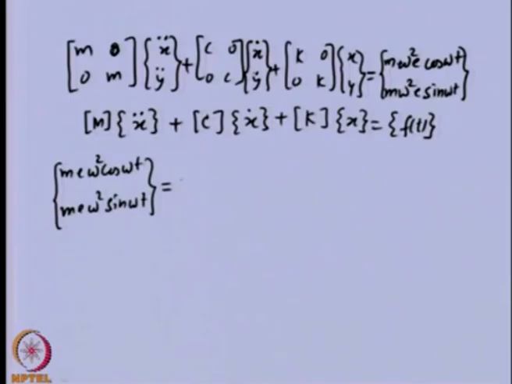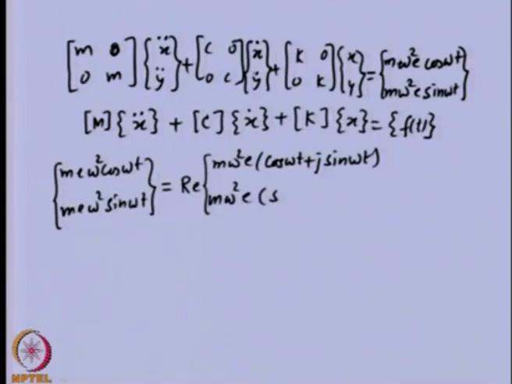Now this can be written as, let us say, real part of me omega square e, cos omega t plus j sin omega t. So that means we are interested in the real part only, the imaginary part we are just adding for our convenience. Then the second is sin omega t, and here we are adding j cos omega t. Now here I am adding minus. We will see what is the advantage of this, but basically we are interested in the real part of this. We can add the imaginary part with any value, because here we are looking into the real part, we are not considering the imaginary part.